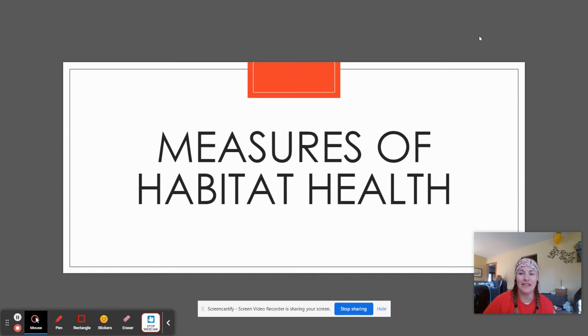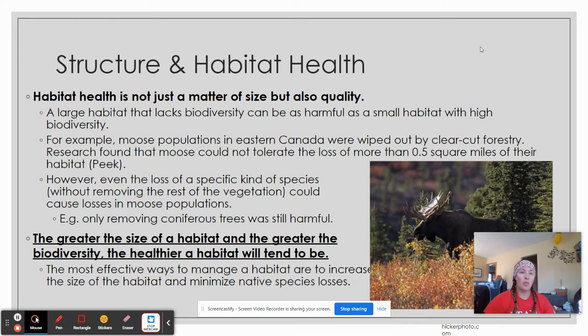So, this is the last part of this little ecosystems unit, and we need to talk about measures of habitat health. When we're talking about habitats, it's not just how big the habitat is that we're protecting, but the individual quality of that habitat. For example, if we had a giant monocultural field, so mono means one, culture is crops, a giant field with one species of plant, it doesn't matter how big that field is, that is a poor habitat because the quality of that habitat's not great because it's not very biodiverse.